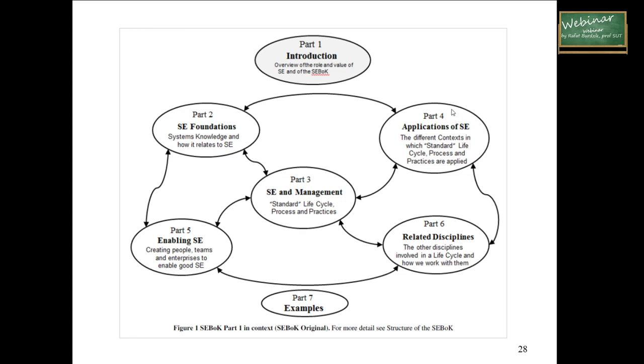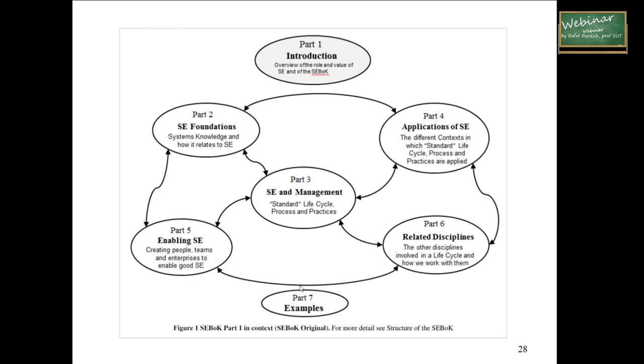The fourth part is application of system engineering, where you can find the different contexts in which standards, life cycles, processes and practices are applied. The fifth part is enabling system engineering, which covers creating people, teams and enterprises to enable good system engineering. It is also an important part of system engineering, the human factor. The sixth part is related disciplines, where you can find examples of other disciplines involved in the life cycle and how we work with them.